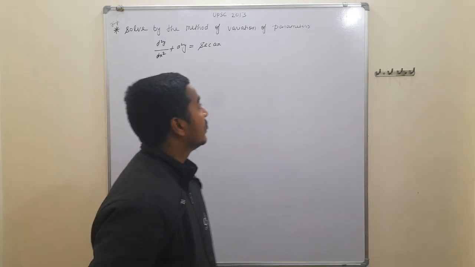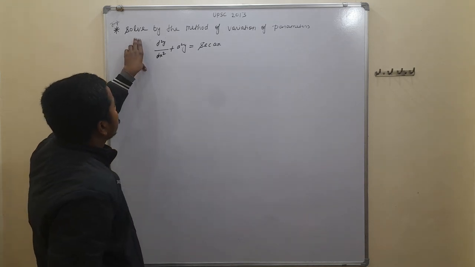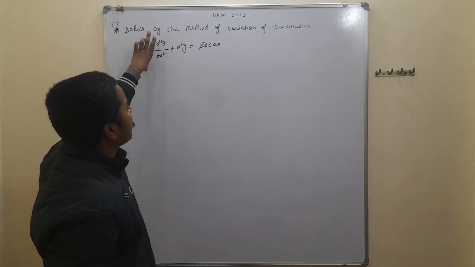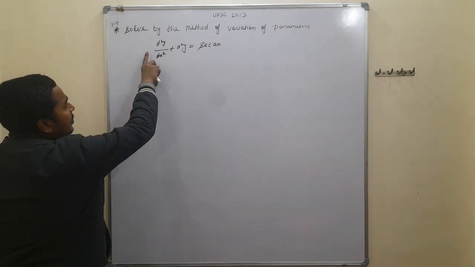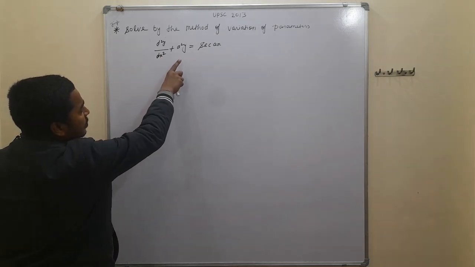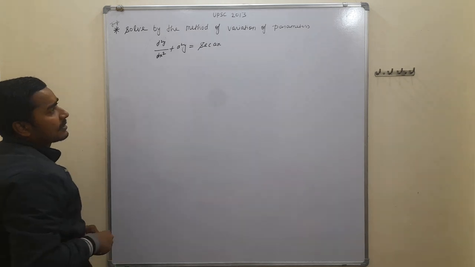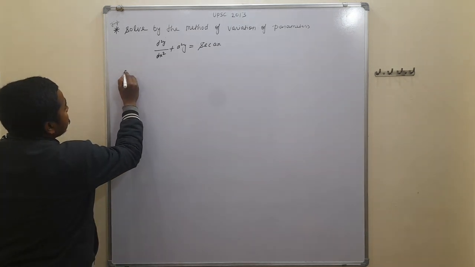Here in the question, solve the differential equation by the method of variation of parameters. The differential equation is given by d2y/dx2 + a^2 y = sec ax. Let's solve the problem.